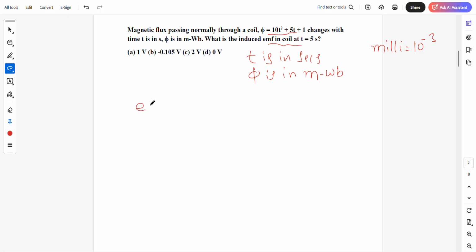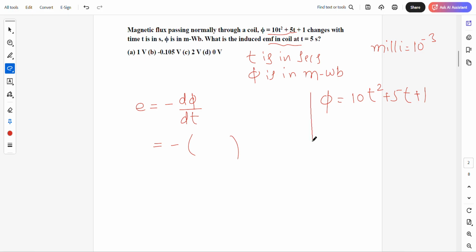We know that according to Faraday's laws of electromagnetic induction, the EMF induced is given by E is equal to minus d phi by dt. Now, how to differentiate this? We have been given phi is equal to 10t square plus 5t plus 1.